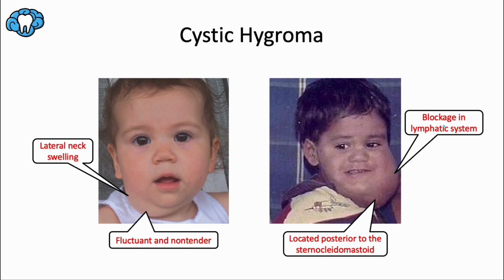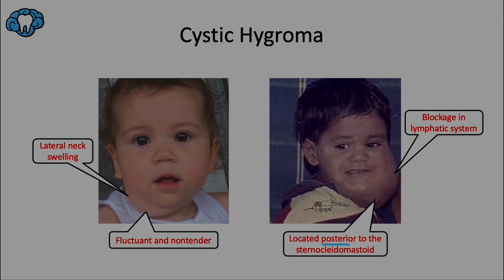So you might be asking, this looks like the same as the branchial cleft cyst. It's a lateral neck swelling, fluctuant and non-tender, and it appears usually early on in age. So what's really the distinction here? Here it comes. You ready? This one is located posterior to the sternocleidomastoid muscle. So the branchial cleft cyst usually originates in front of this muscle, while the cystic hygroma usually originates behind this muscle. And that's how you can tell the difference.